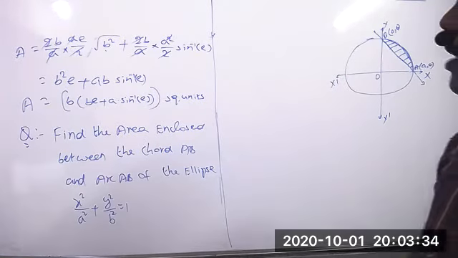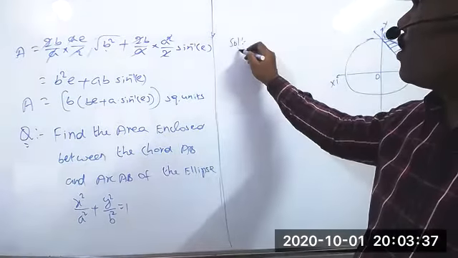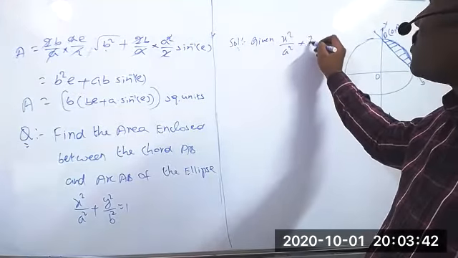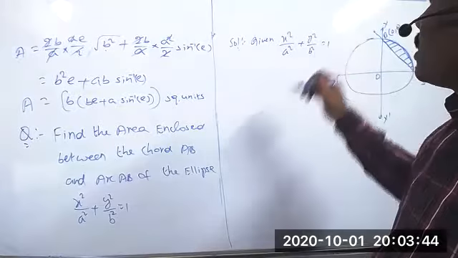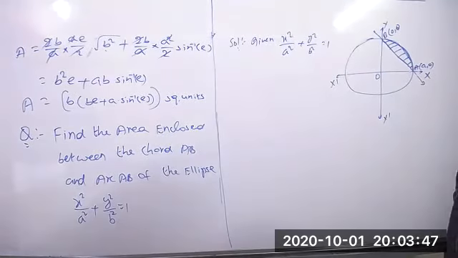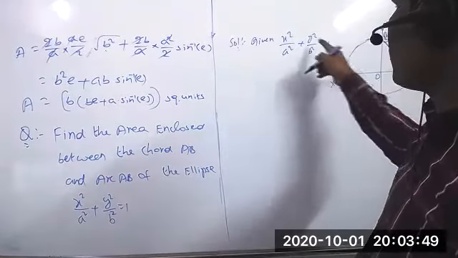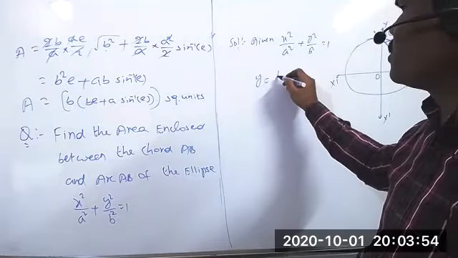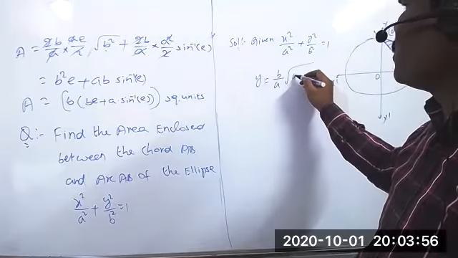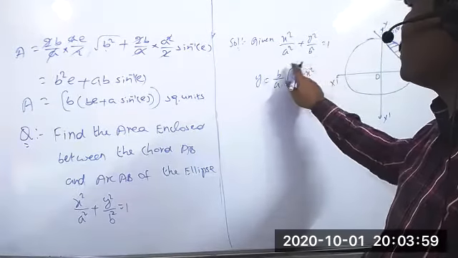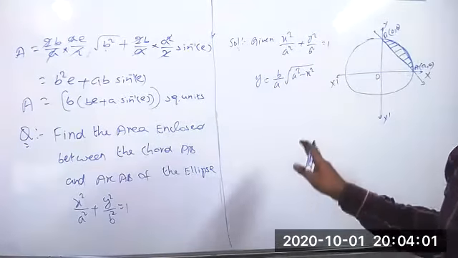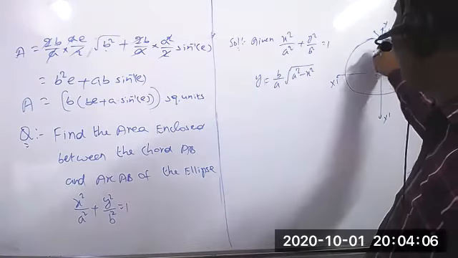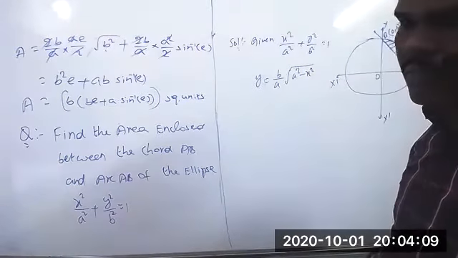Right now, given x squared by a squared plus y squared by b squared equals 1. Therefore, you can now find the value of y. Same thing only, I am taking directly. We will get y equals b by a into root of a squared minus x squared. Already we have done this so many times, but you can write the procedure clearly. And the points A and B we can also find now.